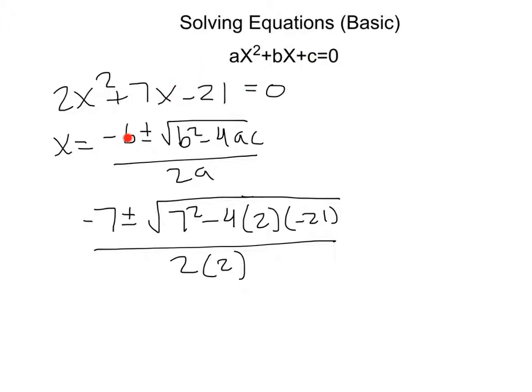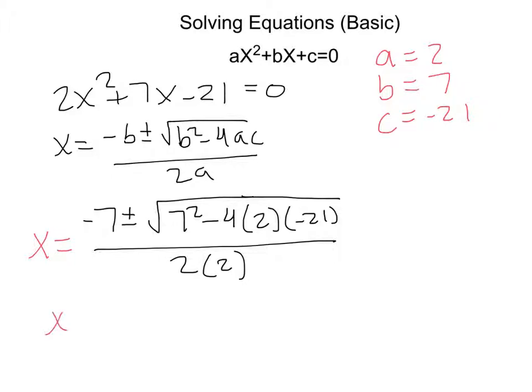So we said negative 7 because 7 is our b. If it helps, you can go over here and list these things out. You can say a equals 2, b equals 7, c equals negative 21. If that helps you plug them in, obviously you don't have to always do that. So the main thing I want to show here is that x equals this. That's what the quadratic formula is saying.